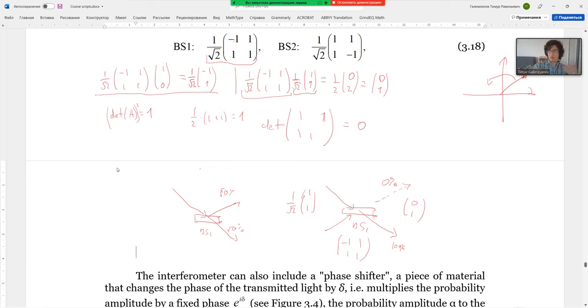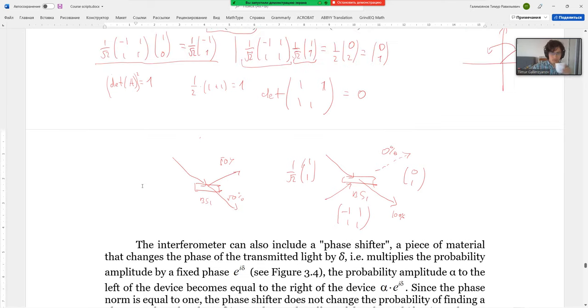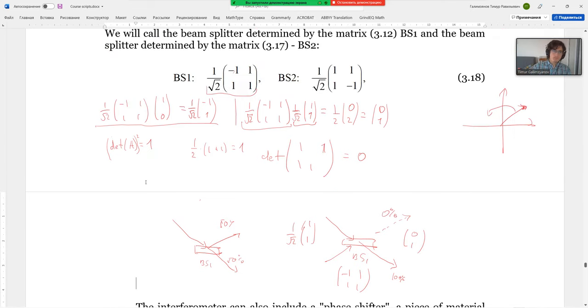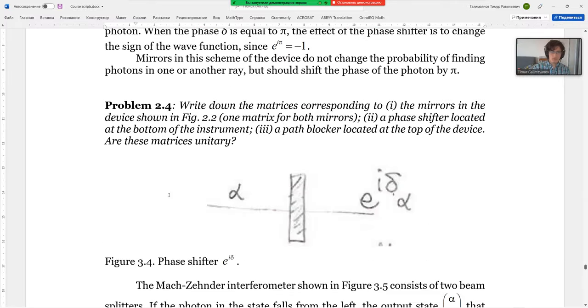So you should see the clear connection between experimental setup and mathematics. In this case, it's very, very straightforward. It's just a multiplication of the matrices. So you see that the beam going through a beam splitter not only splits the beam, but it also changes the sign, or as we call it, it adds the phase shift to the upper beam. Okay, I hope you understand it. So let's look at this.